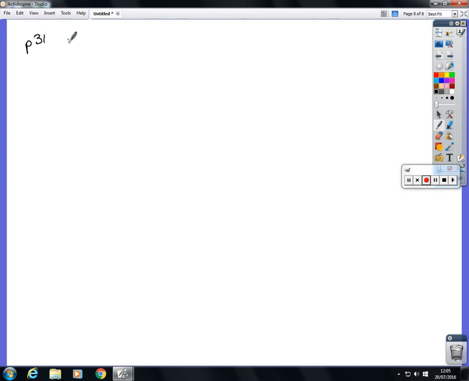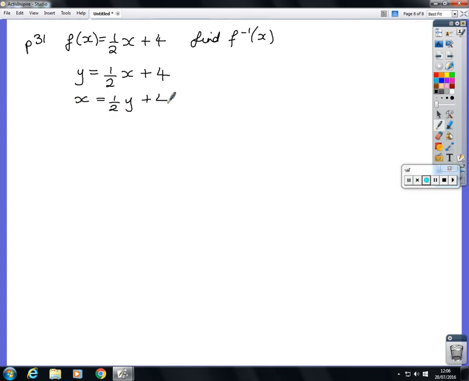Page 31. f of x is half x plus 4, and we would like to find the inverse function. First of all, we'll replace f of x by y, and swap x's and y's. Now I'm going to swap sides. Left hand side and right hand side have been changed.